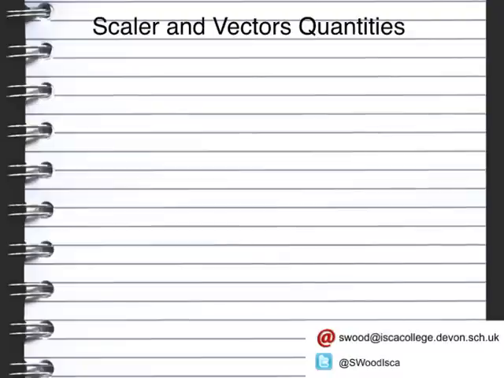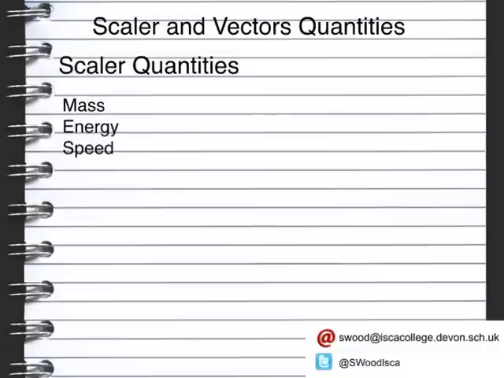Now, you may have heard of the term scalars or vectors, or you may not have, but you will have an understanding already of what they are without necessarily knowing the definitions. We're going to start by looking at some examples of scalar quantities. Scalar quantities only have a size. For example, mass, energy and speed, as you can measure all of those and it doesn't matter which direction they are aimed in.